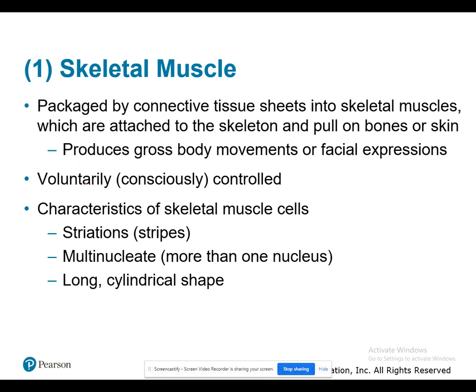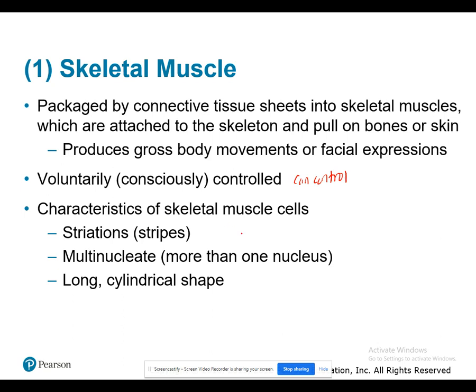Now, skeletal muscle is voluntary. This means you can control it. You can control your arms. You can tell your arm to move. You can tell yourself to pick up something. So you can consciously know what's going on.